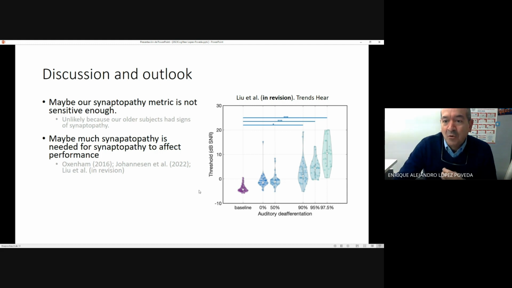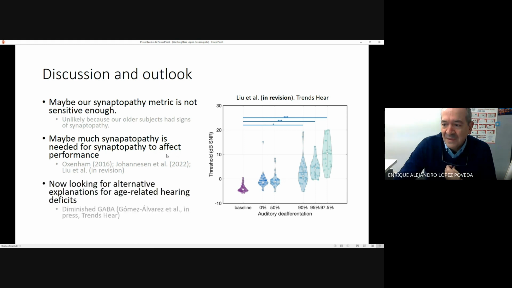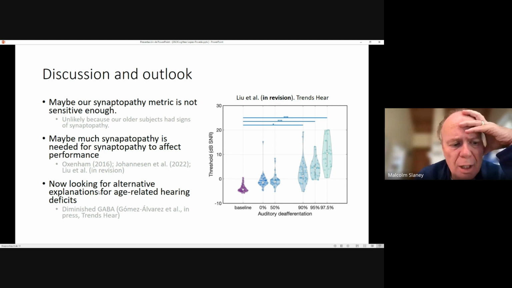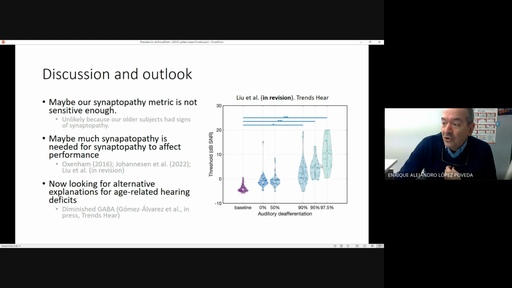So maybe the older people have synaptopathy, which is measurable in wave 1, but it's not enough to have an impact on perception. Enrique, is that in clean or noise? This is in noise. This is in noise, dB SNR, yeah?